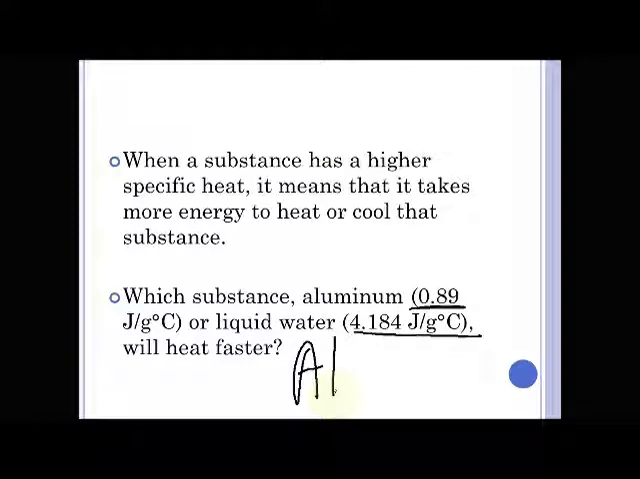Another way to think about it, just use your common sense. When you are trying to boil water on the stove, does the pan or the water inside the pan heat up first? The pan does, right? So that means that the pan, the metal, will have a lower specific heat than water, because water needs more energy to actually heat up.